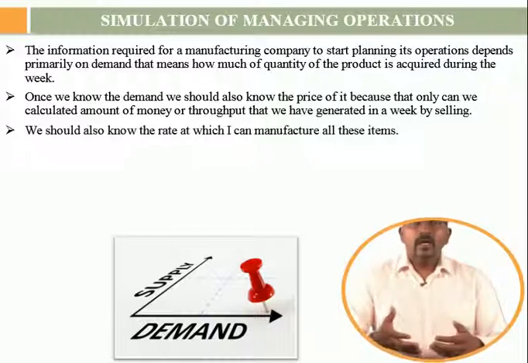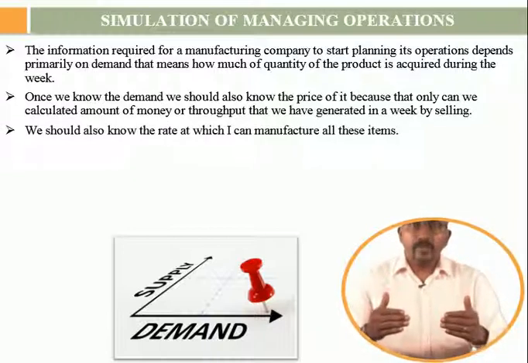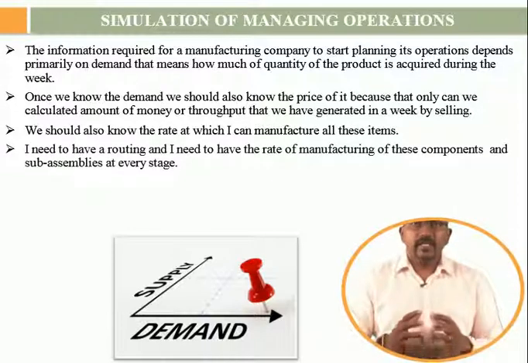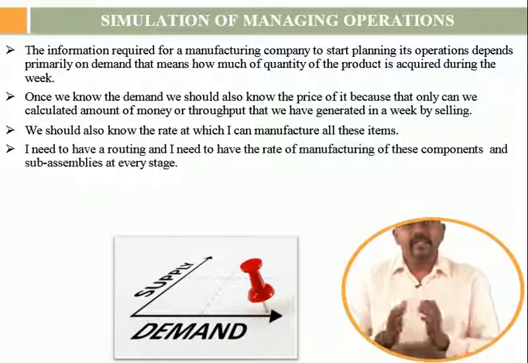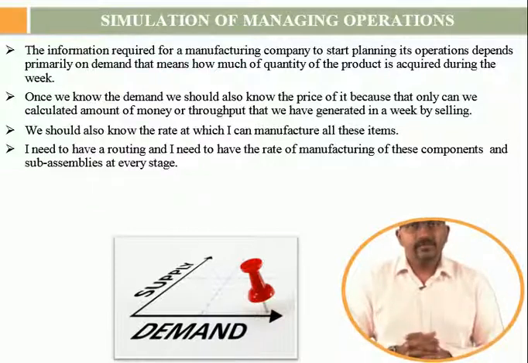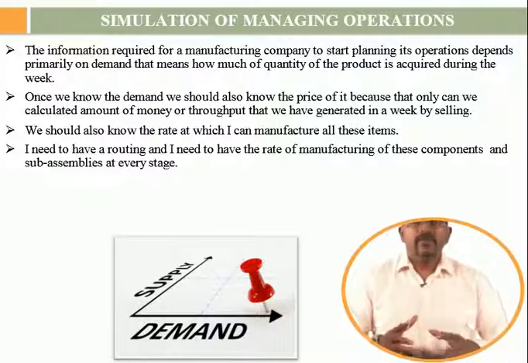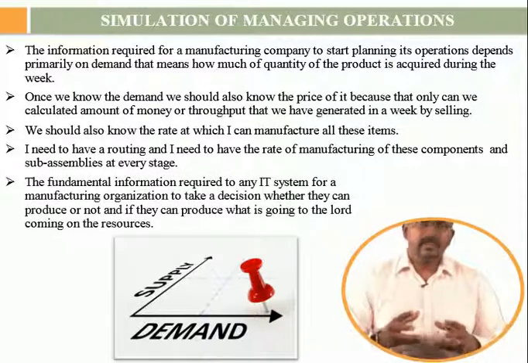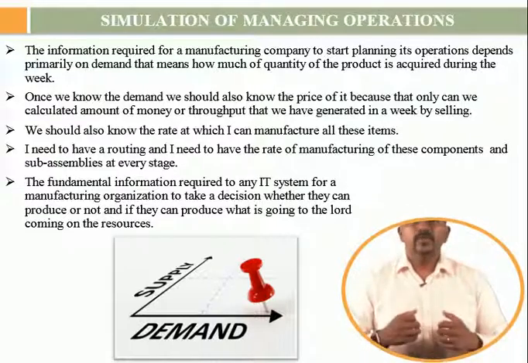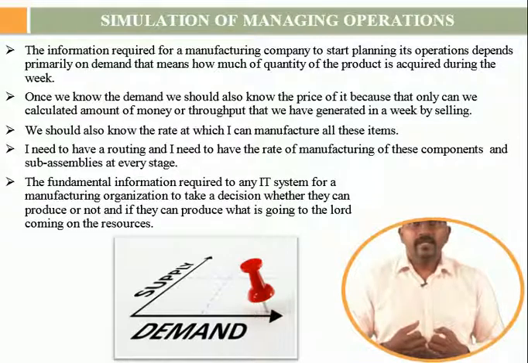Then we should also know the rate at which I can manufacture all these items. Going back to the fundamentals, I need to have a routing and I need to have the rate of manufacturing of these components or sub-assemblies at every stage. This is again the fundamental information required through any IT system for a manufacturing organization to take a decision whether they can produce or not, and if they can produce, what is going to be the load coming on their resources.